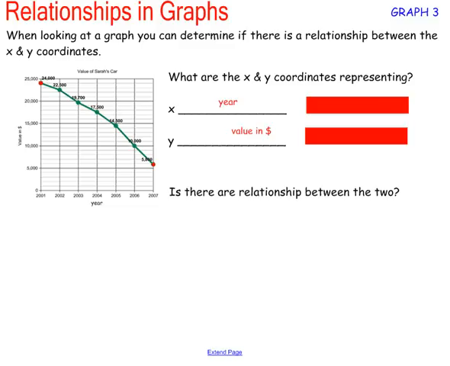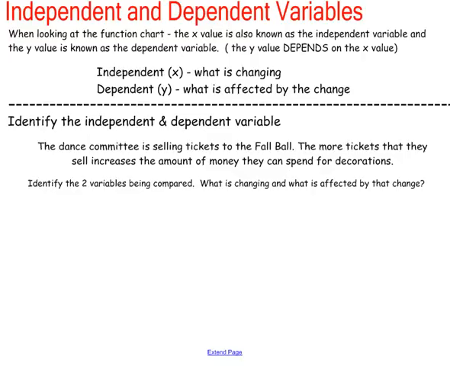So the relationship here would be, as the car gets older, the value goes down. The value of the car decreases. So there is a direct relationship in this graph.